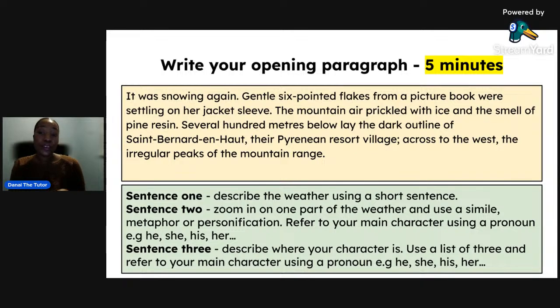And you are using your scenario here. The scenario that you thought of, you're now putting it into practice, and you're using some of those things that we talked about earlier on as well: vocabulary, language technique, structure techniques. But follow what's in the green box. Sentence one, describe the weather using a short sentence. Sentence two, zoom in on one part of the weather using a simile. And then sentence three, describe where your character is. For example, you can use a list of three there. So just follow what's in the green box to guide each sentence.